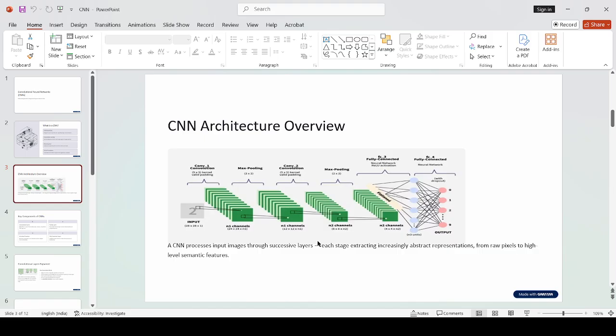Say, for example, an early layer may detect an edge. A later layer may combine those edges to identify a shape, and an even deeper layer may recognize an object such as a face or a vehicle. Therefore, we can think of CNN processing as a journey from raw pixels to high level semantic features. Each stage contributes to transforming the original image into a representation that can be used for the final prediction.